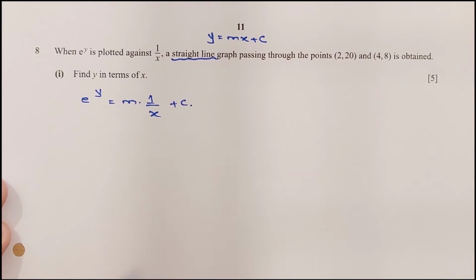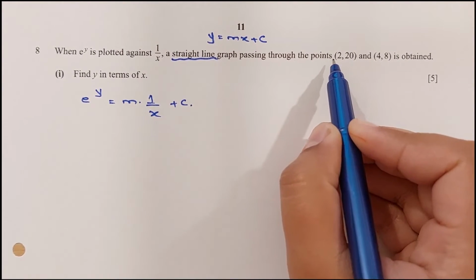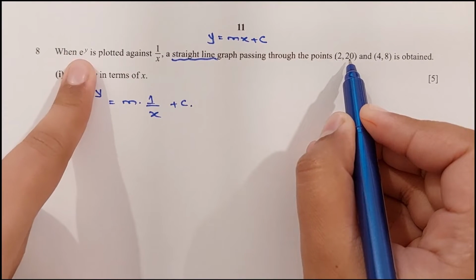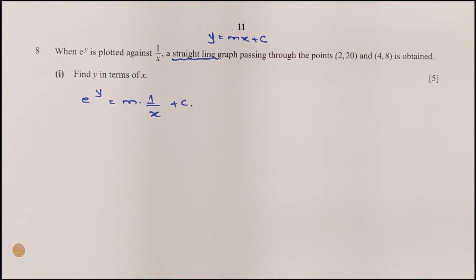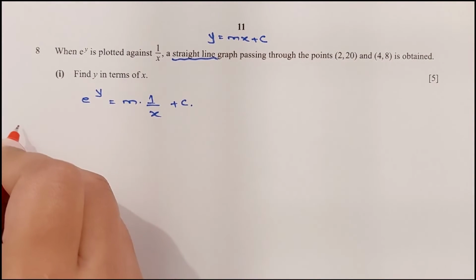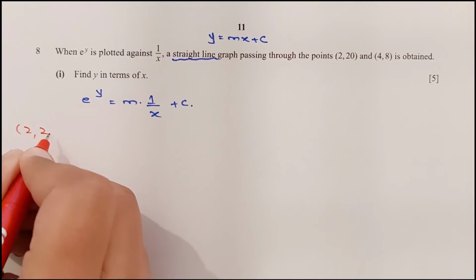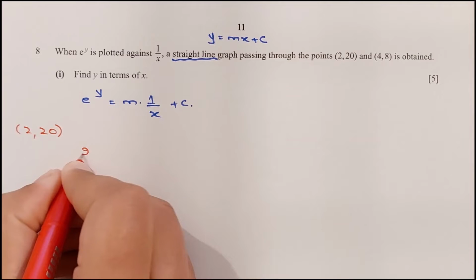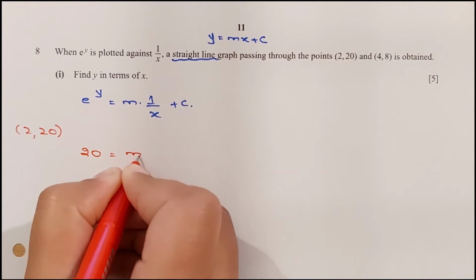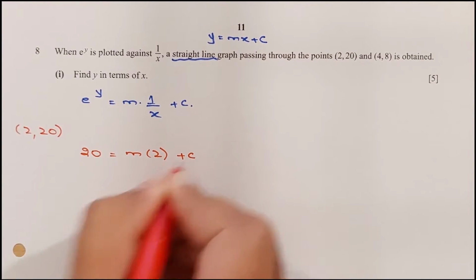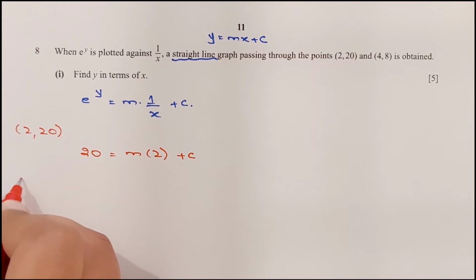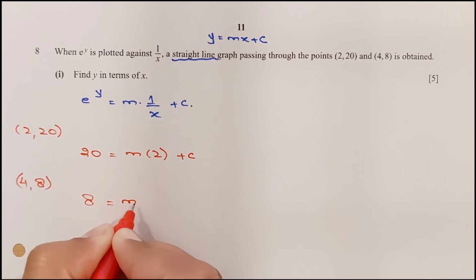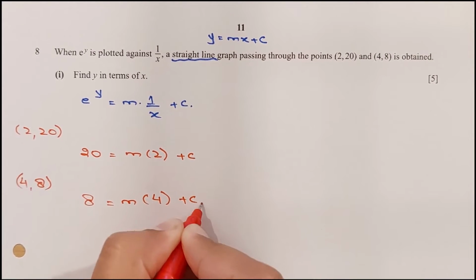So we have to put in the 2 points. The first coordinate is the x coordinate, and that is 1 over x, and the second coordinate is the y coordinate, that is e power y, right? So let me substitute the points one by one. Putting in the point (2, 20), we have the equation: the y coordinate is 20 equals m times 2 plus c. Now for the second we have (4, 8), right? 8 equals m times 4 plus c, right?